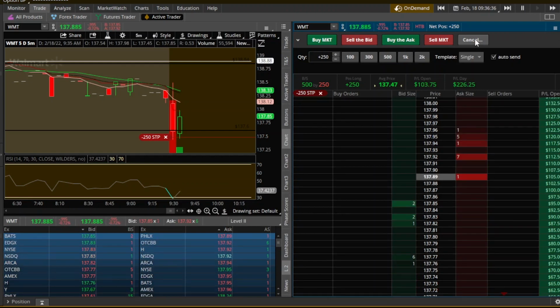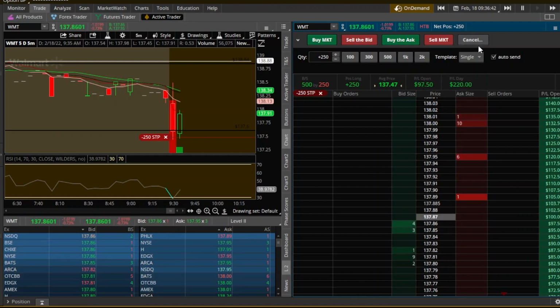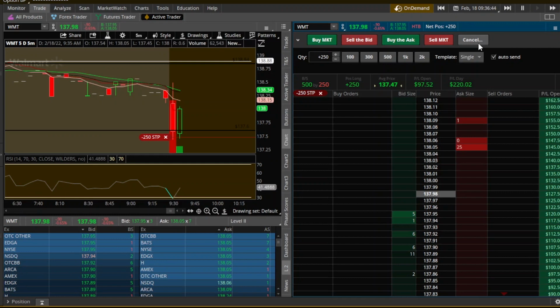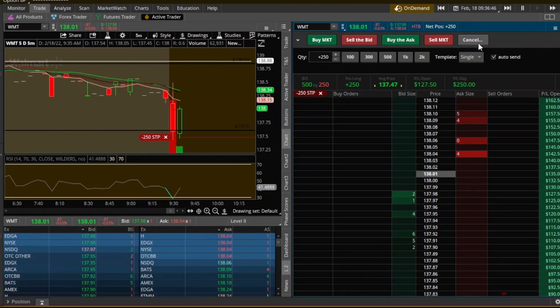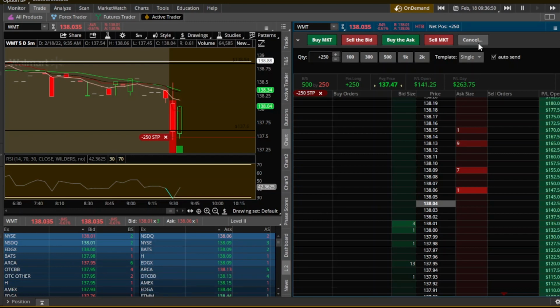A lot of times, once you get experience, you'll have a mental stop loss. You can manage that on your own. You don't have to physically set it. But if you're beginning, I 100% recommend that you set a physical stop loss.